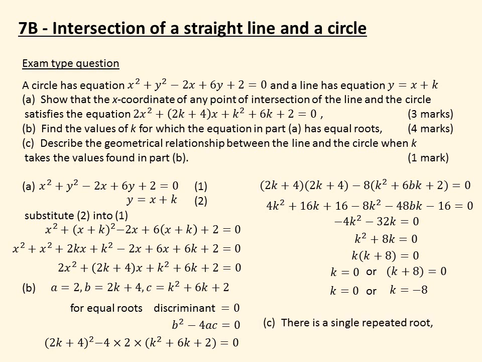In part C, we can say that equal roots or single repeated roots means that the line is a tangent to the circle.